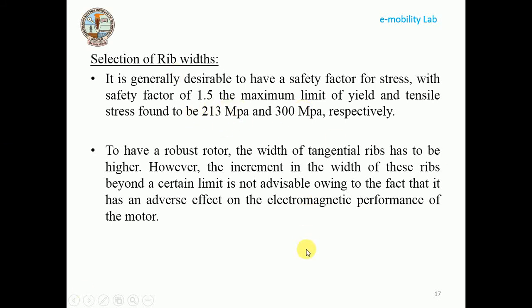That is, to have a robust rotor, the width of tangential ribs has to be higher. Yes, of course, the width of tangential ribs has to be higher. However, the increment in the width of these ribs beyond a certain limit is not advisable. Why? Because we have an adverse effect, you can say, on electromagnetic performance. I will tell you what is happening.